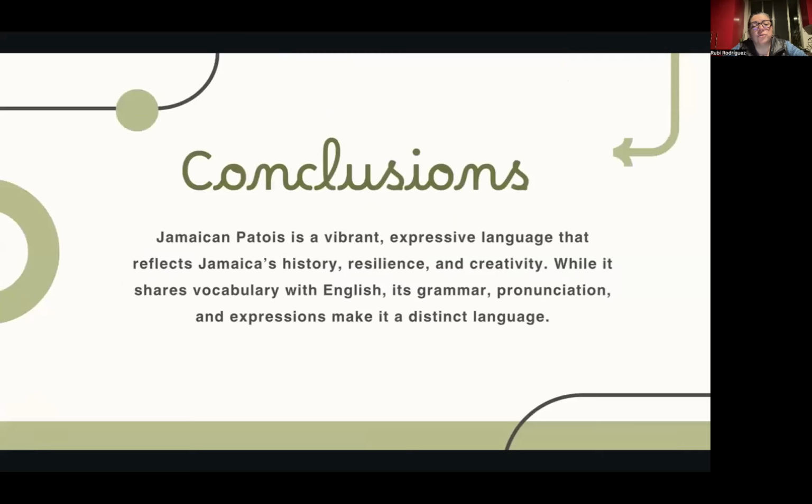My conclusions are that Jamaican Patois is a vibrant, expressive language that reflects Jamaica's history, resilience, and creativity. While it shares vocabulary with English, its grammar, pronunciation, and expressions make it a distinct language.